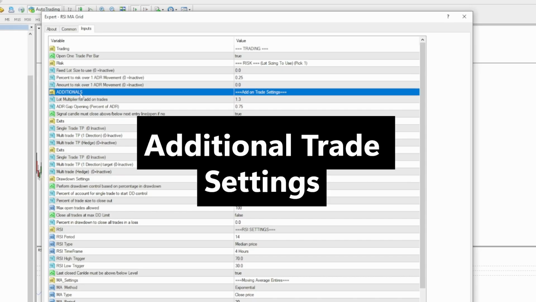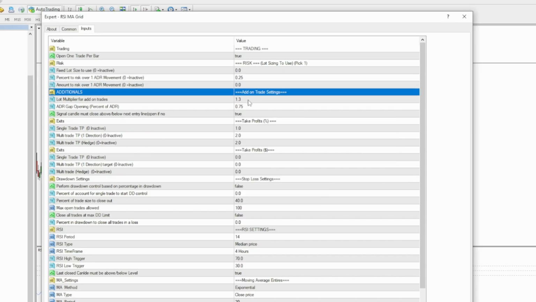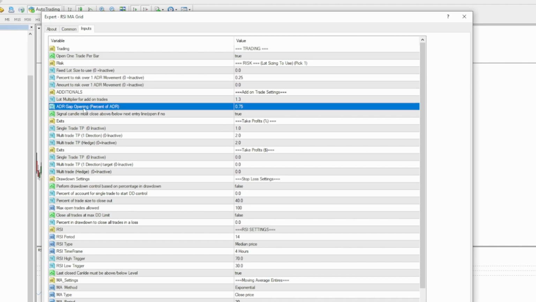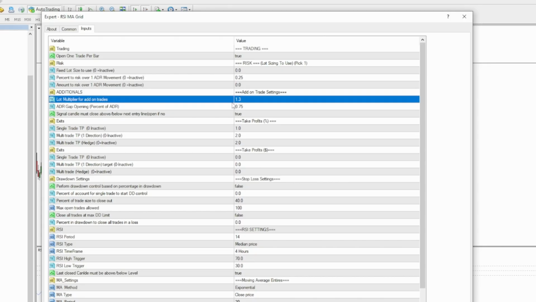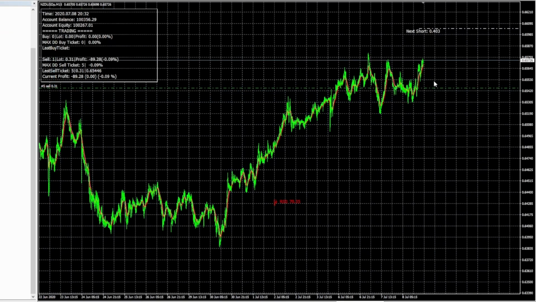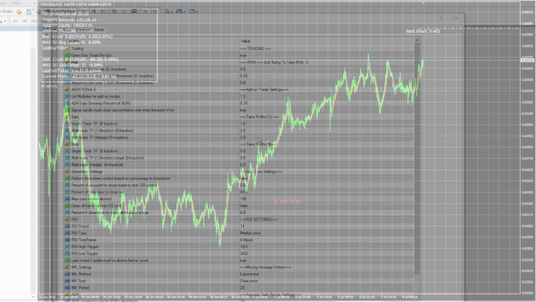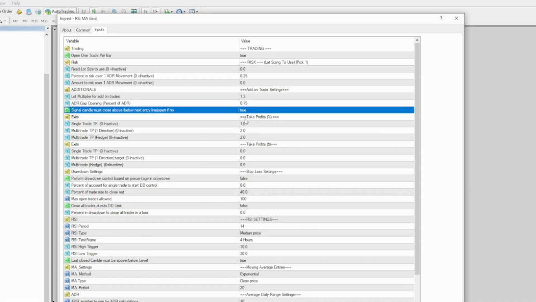Next up, we have the additional trade settings. So these are going to be when price moves against you, you're going to add more positions and average in. So this is the percentage of ADR where we're going to add the next trade. And then this is the multiplier of how much bigger each trade is going to be. The next setting, if set to true, price has to come above this line and have a moving average cross to be considered a good second position. And that's this setting here.